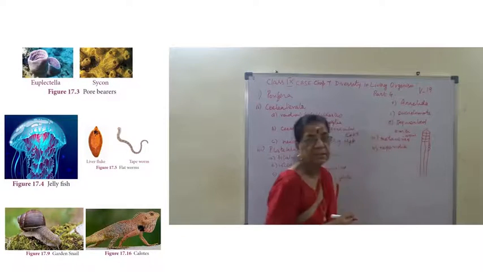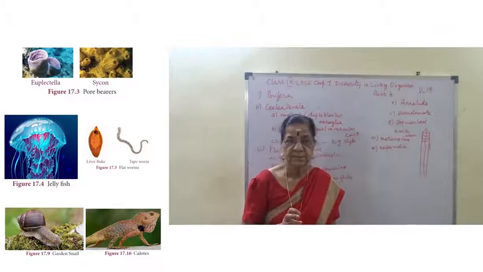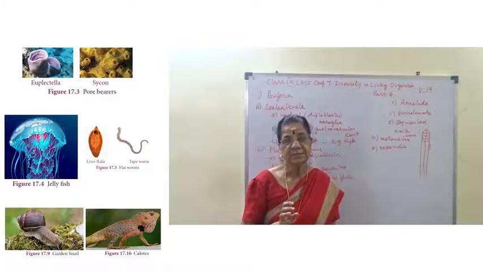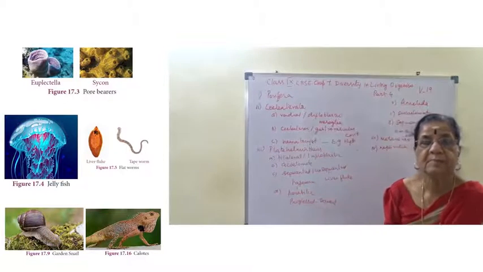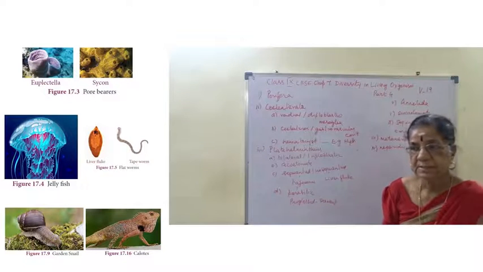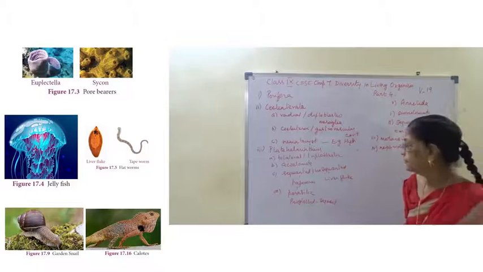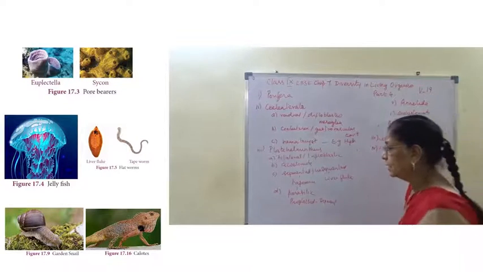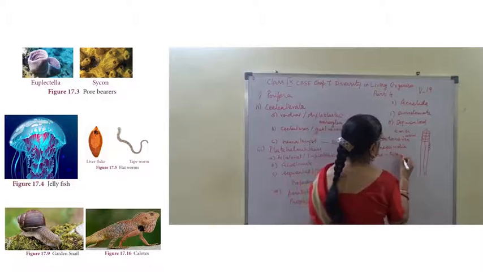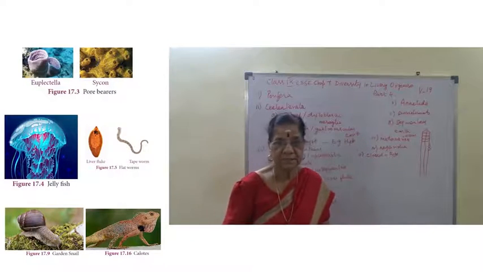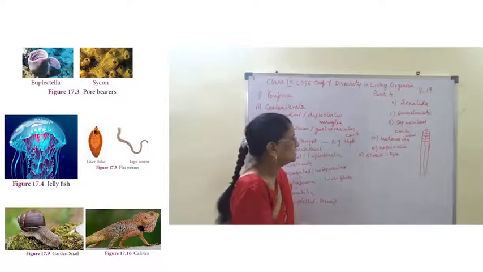Nephridia are the excretory organs, and primitive digestive, nervous and circulatory systems are present. So organ system level of organization commences from phylum Annelida onwards. In annelids, the circulatory system is of closed type, meaning blood is circulated within blood vessels. I hope you could follow this. So these are the features.